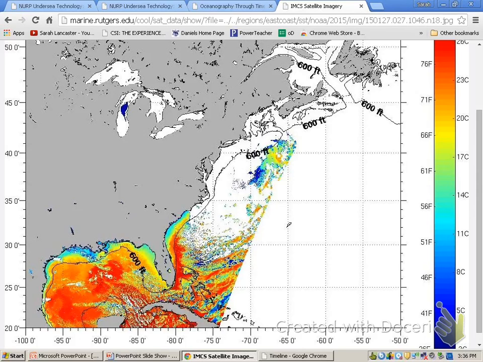If you look up here in the northeast, we just had a really bad storm and had a lot of snow, and you can see that some of the surface water there is much cooler, and the blues indicate cool, and the reds and oranges indicate much warmer water. And what is that term we learned that describes how water loses heat slowly?